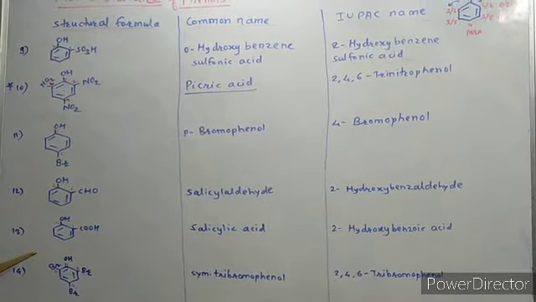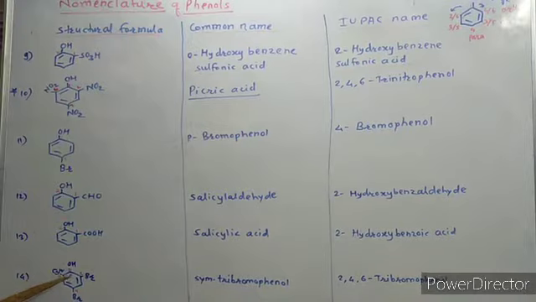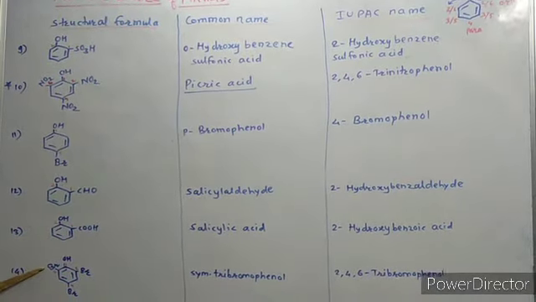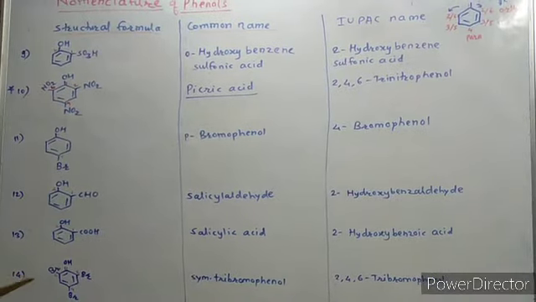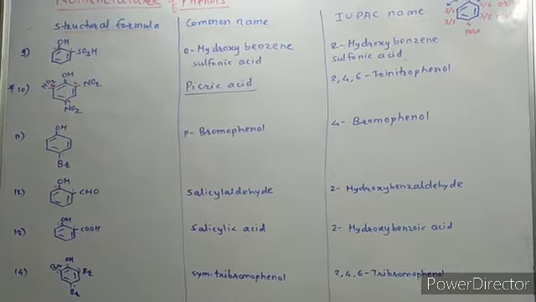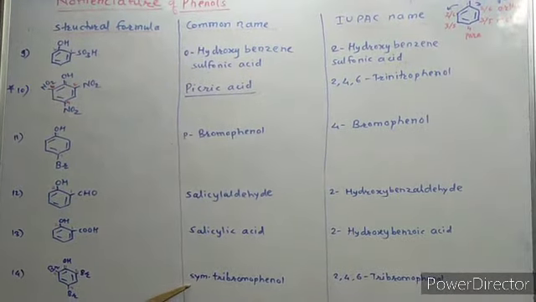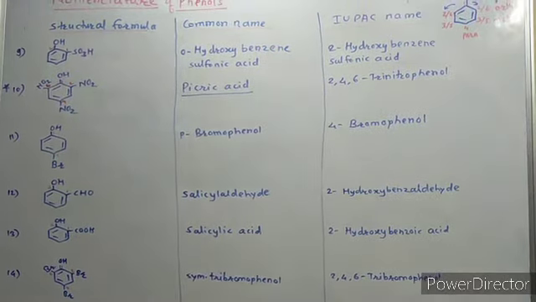And last, the OH group, and 3 bromo groups attached to the second, fourth and sixth position. Now you can number from the right side or from the left side. The numbering remains the same. So that is called symmetrical tribromophenol, and the IUPAC name becomes 2,4,6-tribromophenol.